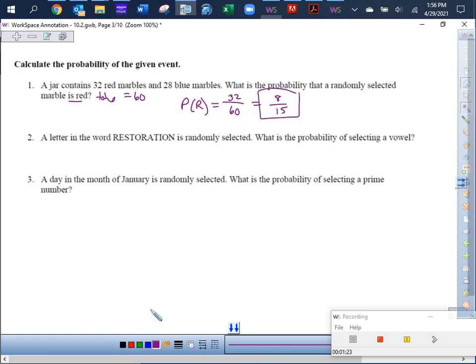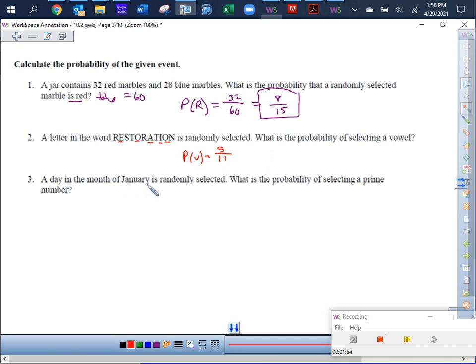We get 8/15. A letter in the word restoration is randomly selected. What is the probability of selecting a vowel? So we have to go count out all our vowels, A, E, I, O, U. So here's 1, 2, 3, 4, 5 vowels. So the probability of a vowel is going to be 5 out of total letters. 1, 2, 3, 4, 5, 6, 7, 8, 9, 10, 11. And that does not reduce, so we're just going to leave it 5/11.